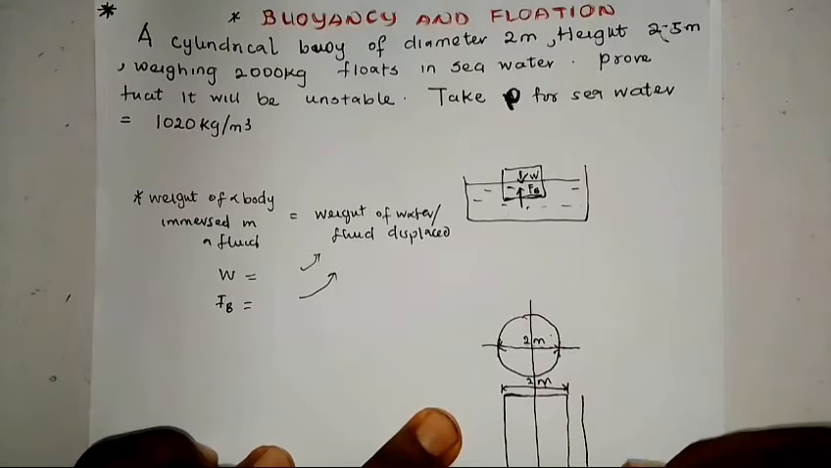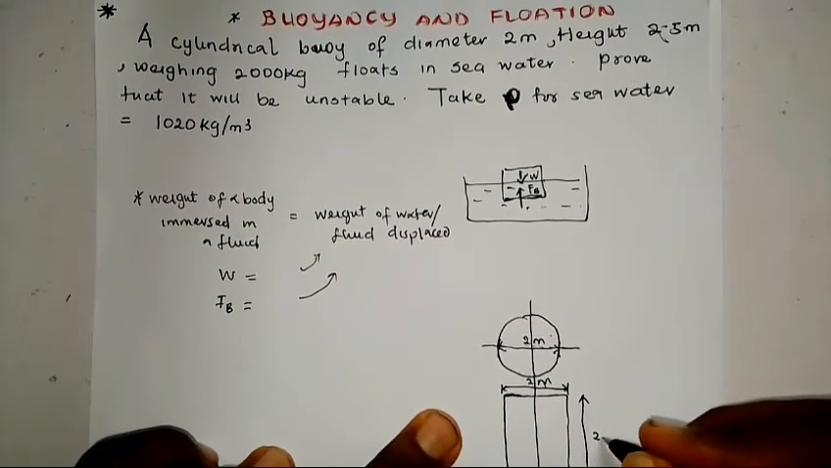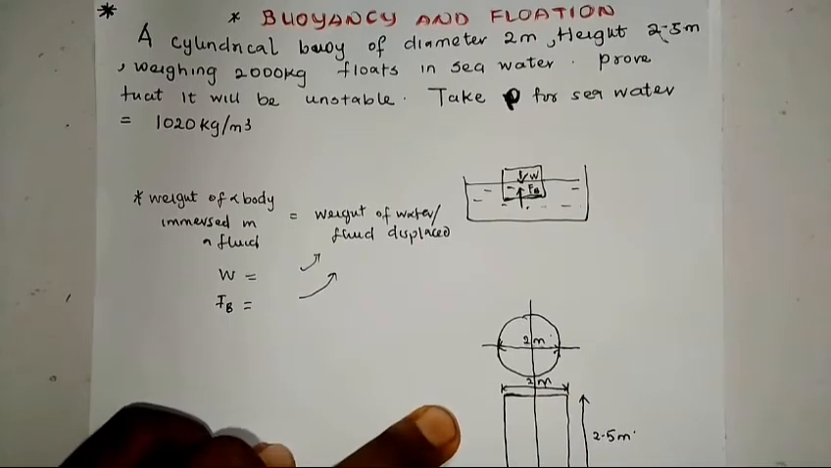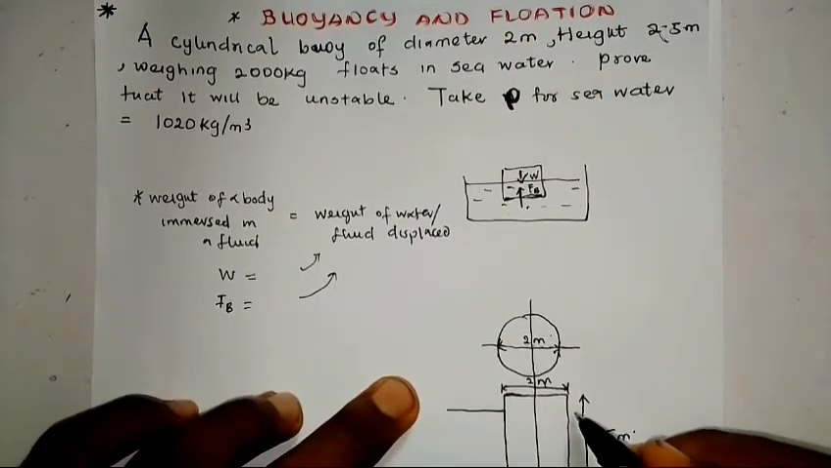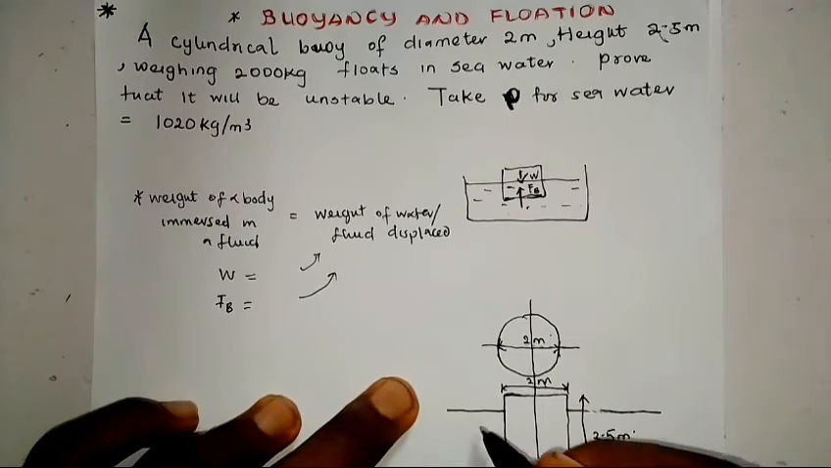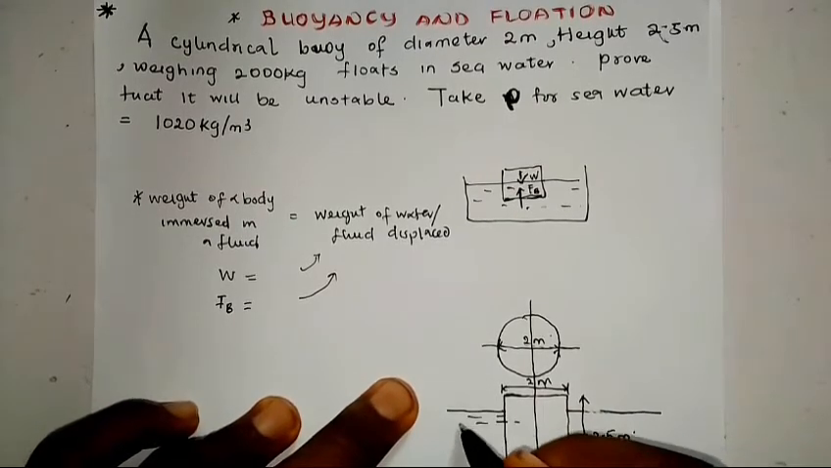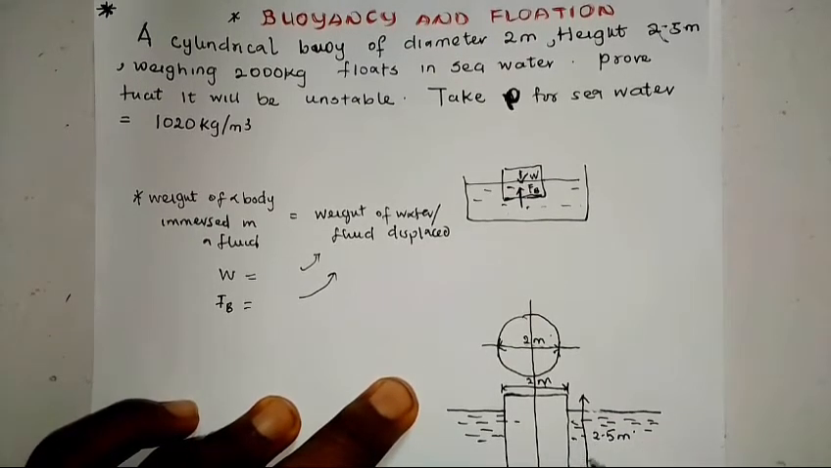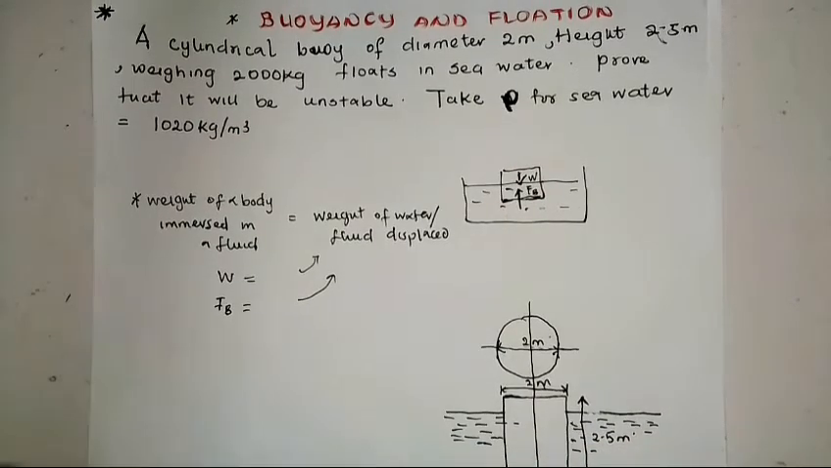The height of the cylinder says 2.5 meters. Now it floats in seawater. For example, the cylinder floats in seawater. When something is floating, it hasn't sunk yet. So now they said we should prove that it will be unstable.